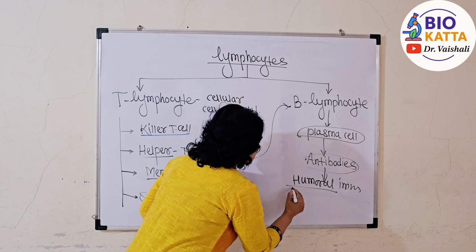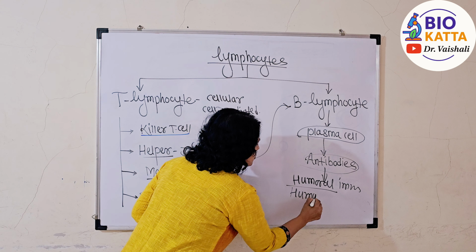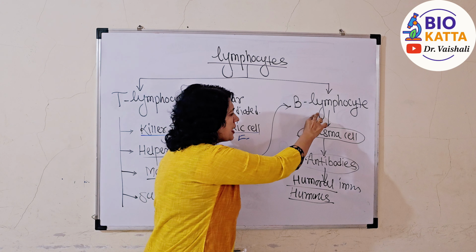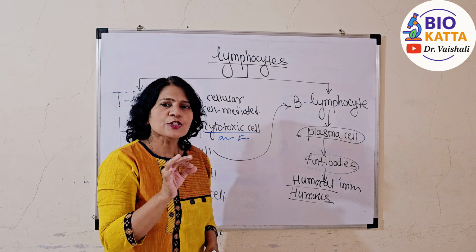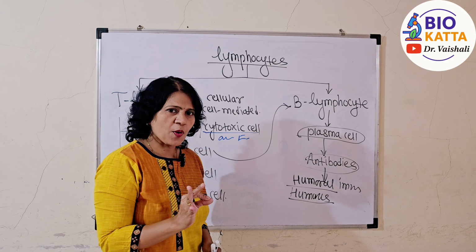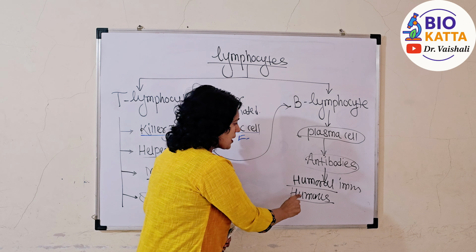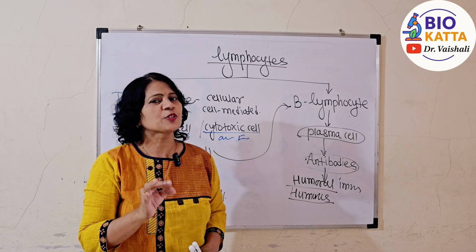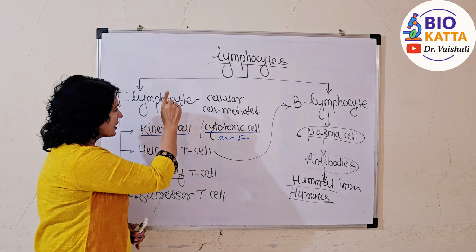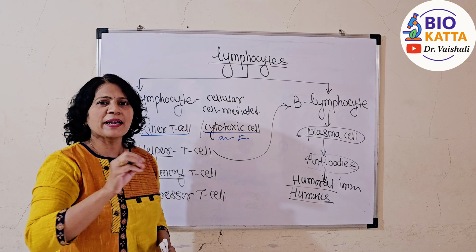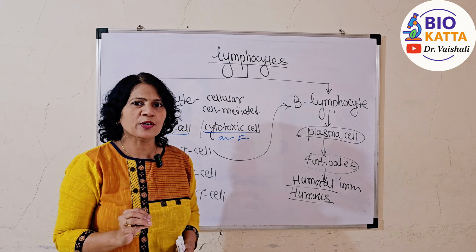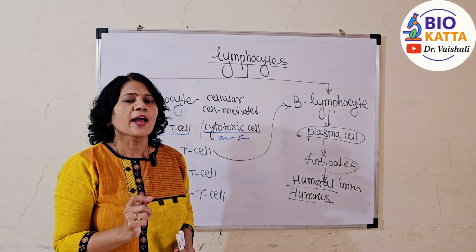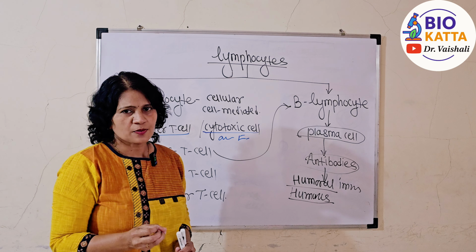Here the word humoral comes from the word humor, which means secretion. So the B lymphocyte, by its secretion, stimulates plasma cells to produce antibodies, and that's why this is called humoral immunity. So the B lymphocyte has an important role in humoral immunity and the T lymphocyte has an important role in cell-mediated immunity. This is the most important point according to the NEET examination, and it is also important for your future MBBS first year.